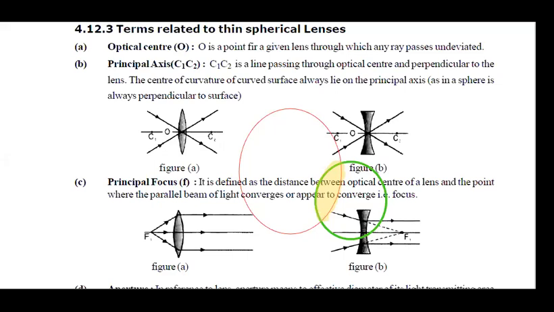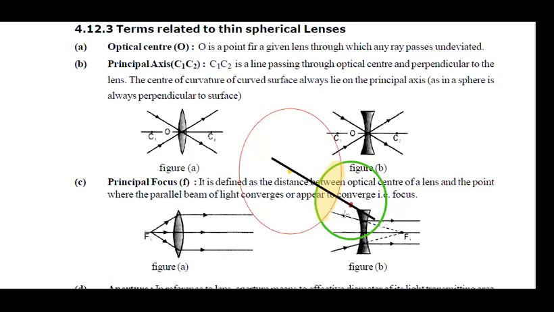For this red surface, this is the center of curvature for the red surface. And for the green surface, this will be a center of curvature, yes or no? And the line joining both of them will be your principal axis. Makes sense, right? Now tell me, can I say that we will have two centers of curvature? It means we will have two focus also. Yes, got it?